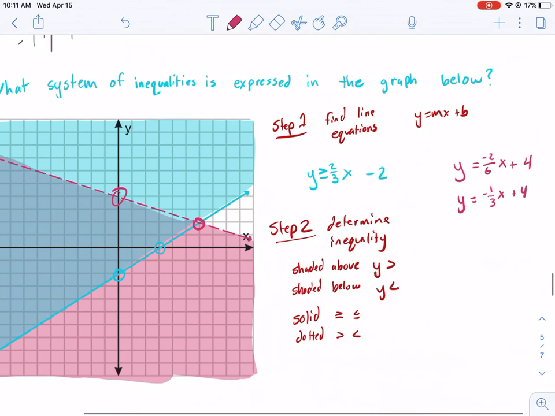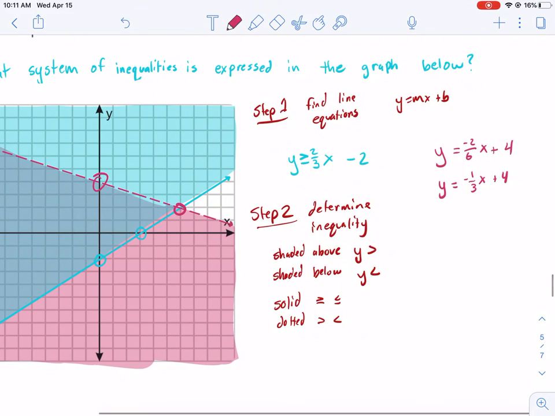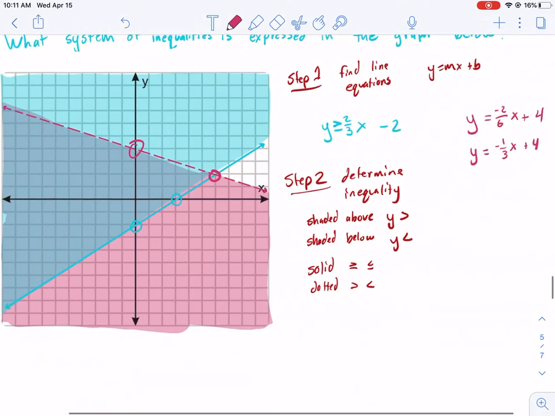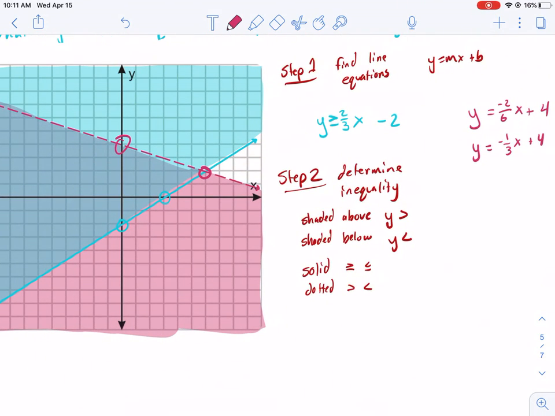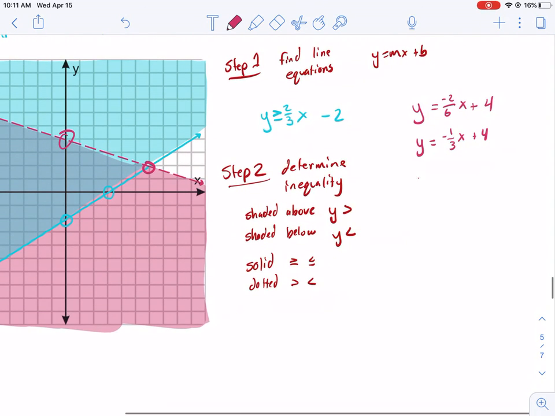Now I need to determine which way it's shaded. Is it a dotted line? It is a dotted line, so I know I'm going to be using less than, not less than or equal to. And I know it's shaded below, so I know it's going to be less than. So it's y is less than -1/3 x plus 4.